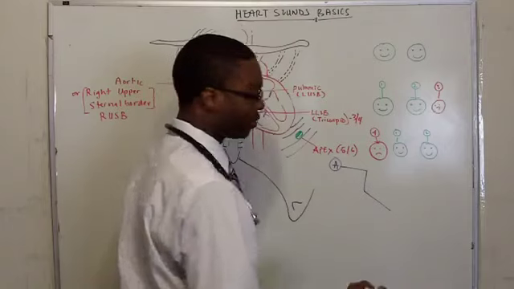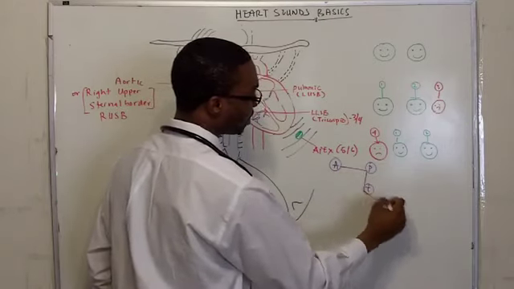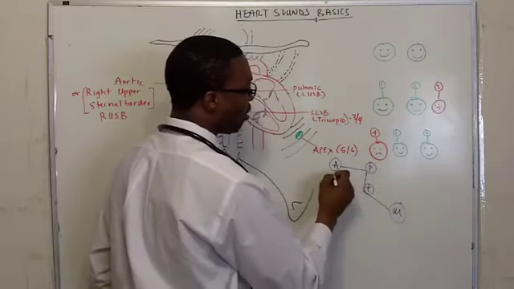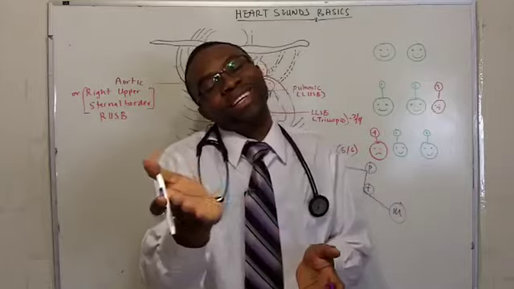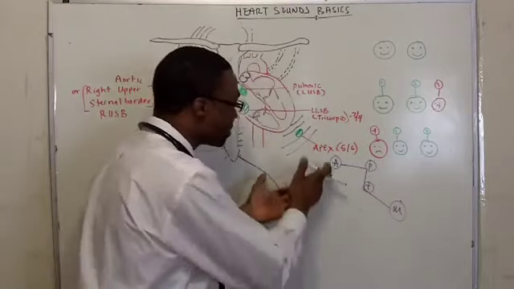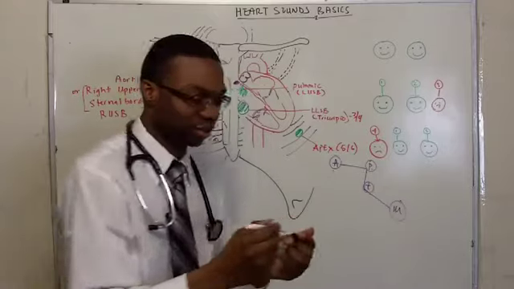So we have a mnemonic for it. Aortic, pulmonic, tricuspid, and mitral: All Physicians Take Milk. If that works for you, good luck. If it doesn't, it's fine. Just know aortic is here, pulmonary, tricuspid, and mitral.